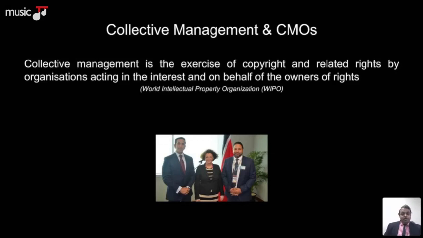There's a picture of the Honorable Attorney General and our Controller of the Intellectual Property Office on both sides, the Honorable Attorney General on the left, and the Controller is on the right, and in the middle we have Ms. Sylvie Fomba. That picture is important with regard to CMOs because we're actually creating regulations for CMOs.